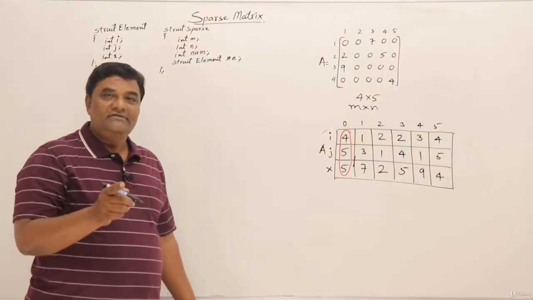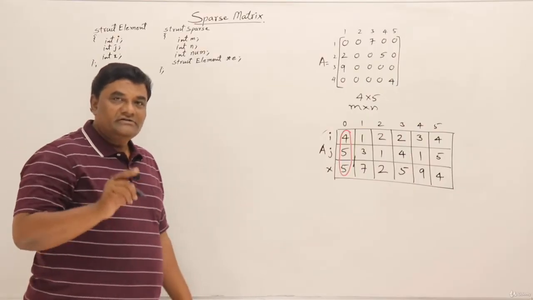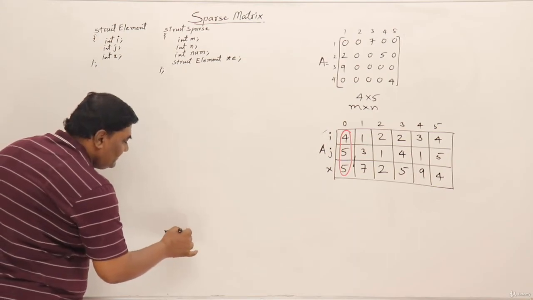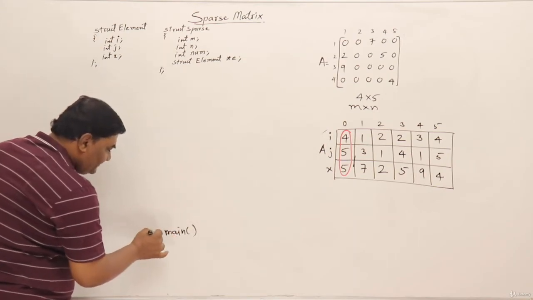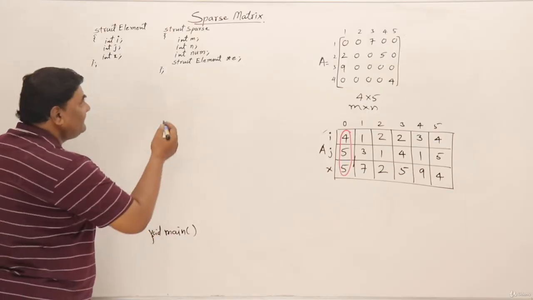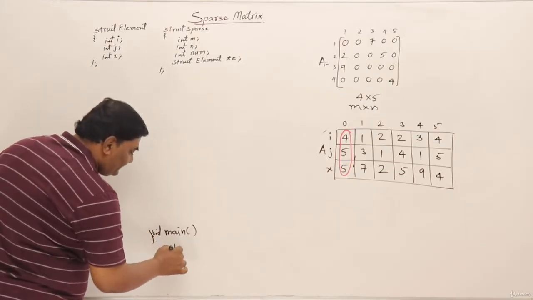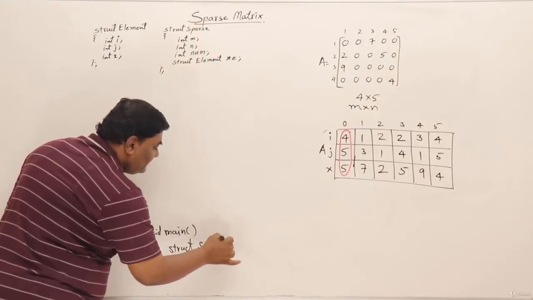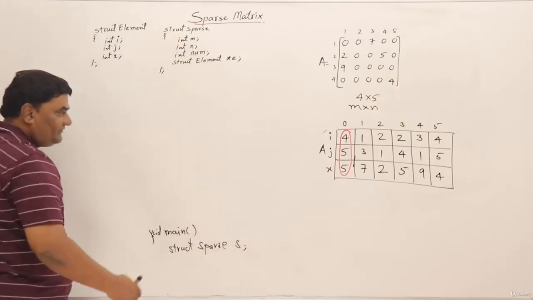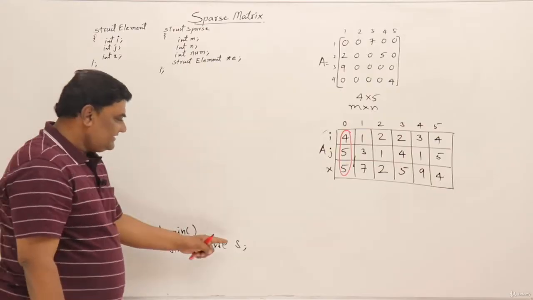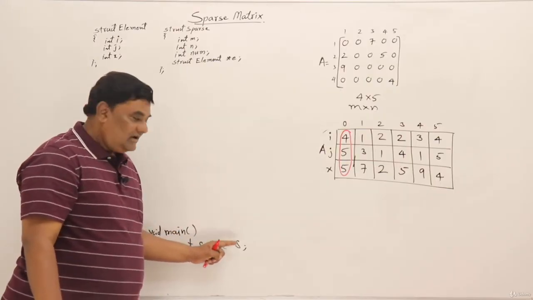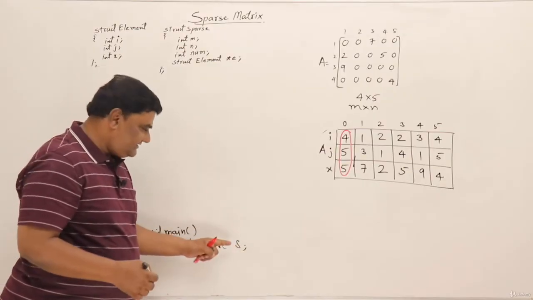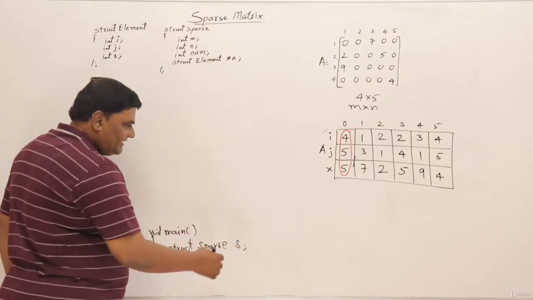So for that I will write a function. So first let us say that I have a main function, and inside main function I have created a sparse matrix object. So struct sparse S. This is one of the sparse matrix. This is one sparse matrix. And like this, if you want more, you can take more sparse matrices. So I have taken just one. So S is a sparse matrix.